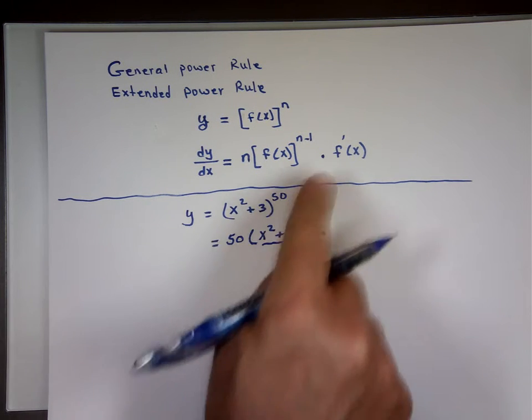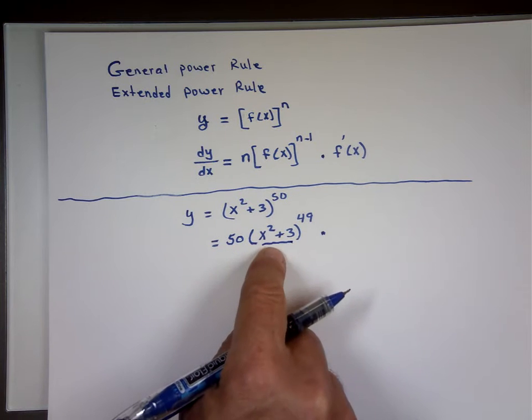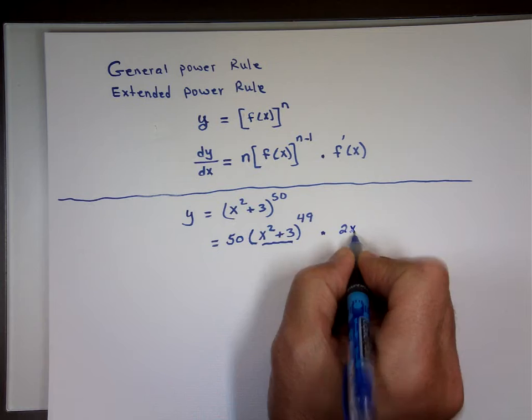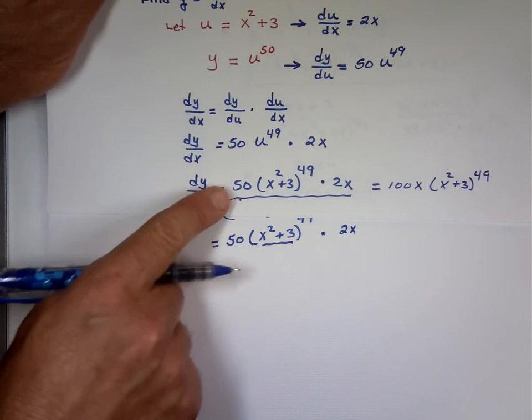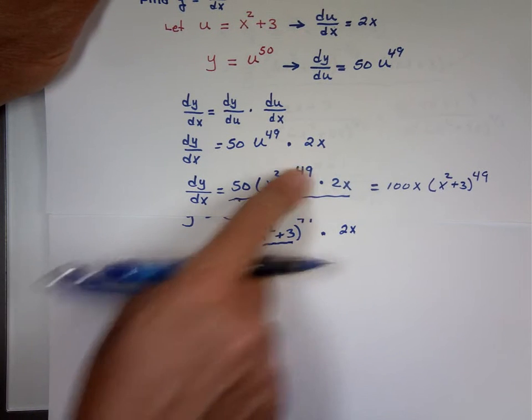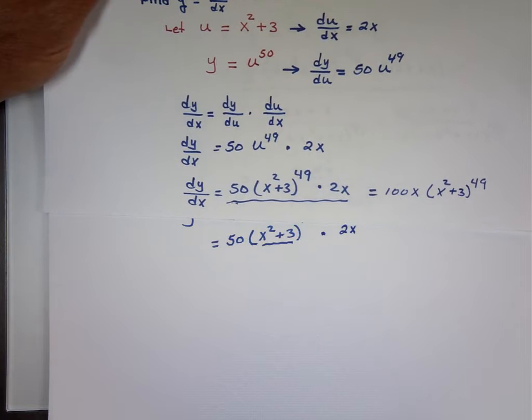Notice times f prime. What's the derivative of x squared plus 3? Wasn't that 2x? Wasn't that the answer right here? 50 times x squared plus 3 to the power of 49 times the 2x, in one step.